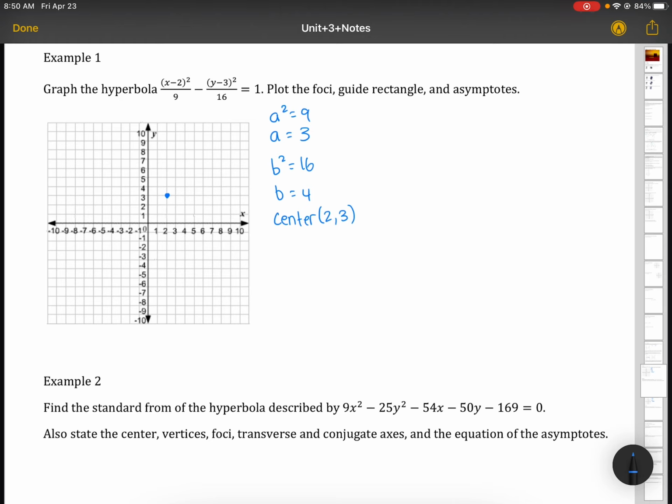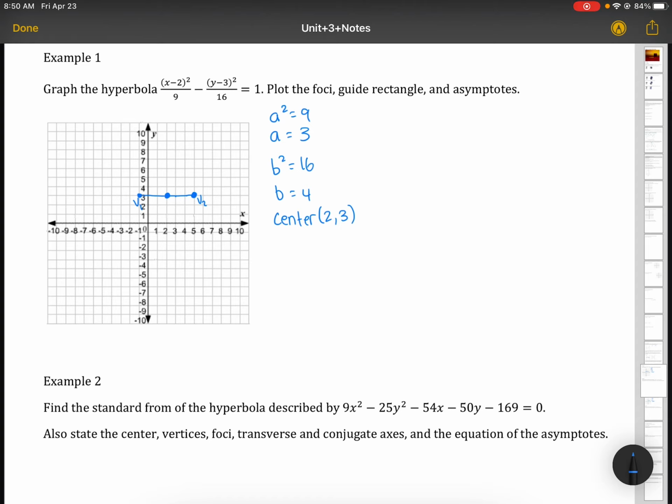So our transverse axis, because a is with the x, and always with the x, mind you, a is always with the x. So since the x is positive, our transverse axis is dictated by the x. So we're going from the center, we're going to go right 3 and left 3. So we're going to go 1, 2, 3. This is, we'll say vertex 2, then 1, 2, 3 left is going to give us vertex 1. And then so our transverse axis is right here. That's our transverse axis. It's 6 units wide.